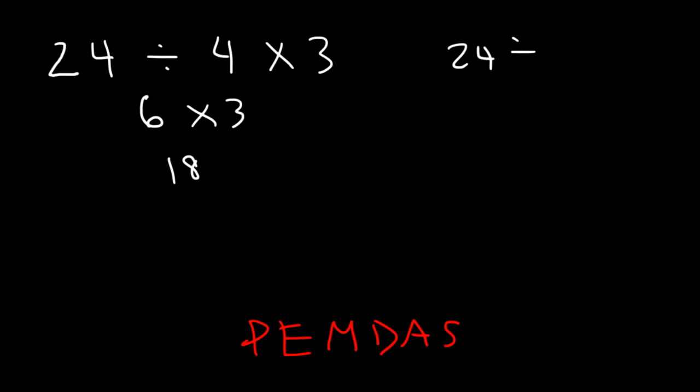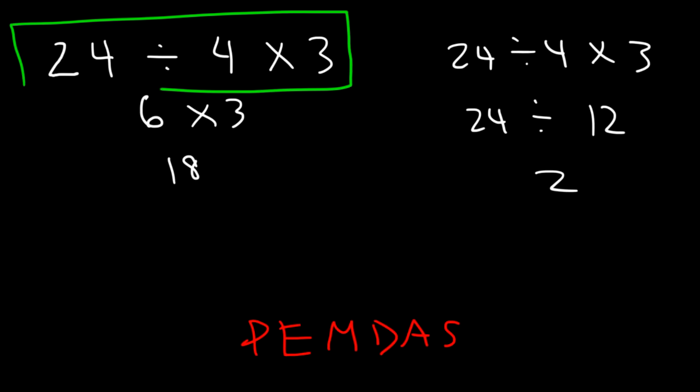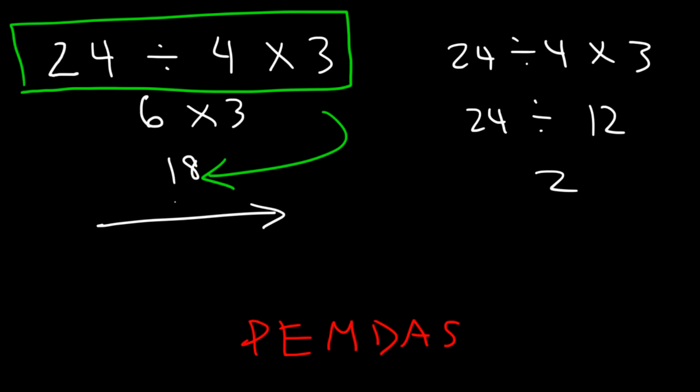Now let's do it the other way. Let's perform multiplication first. 4 times 3 is 12. And 24 divided by 12 is 2. So as we could see, we get different answers here. If you type this in your calculator, hopefully you have a scientific calculator, it will give you 18 as the answer. So whenever you have division and multiplication, simply work from the left side to the right side, and that will give you the right answer.